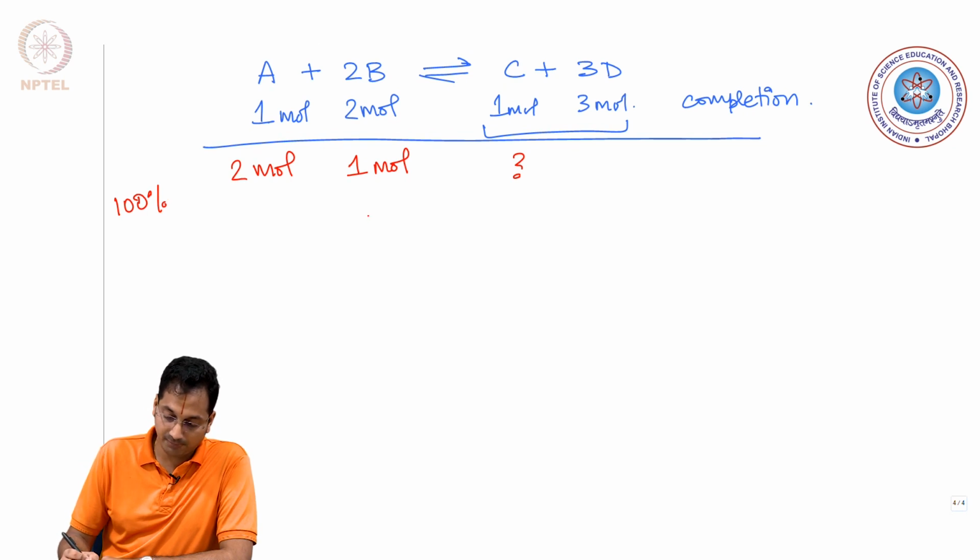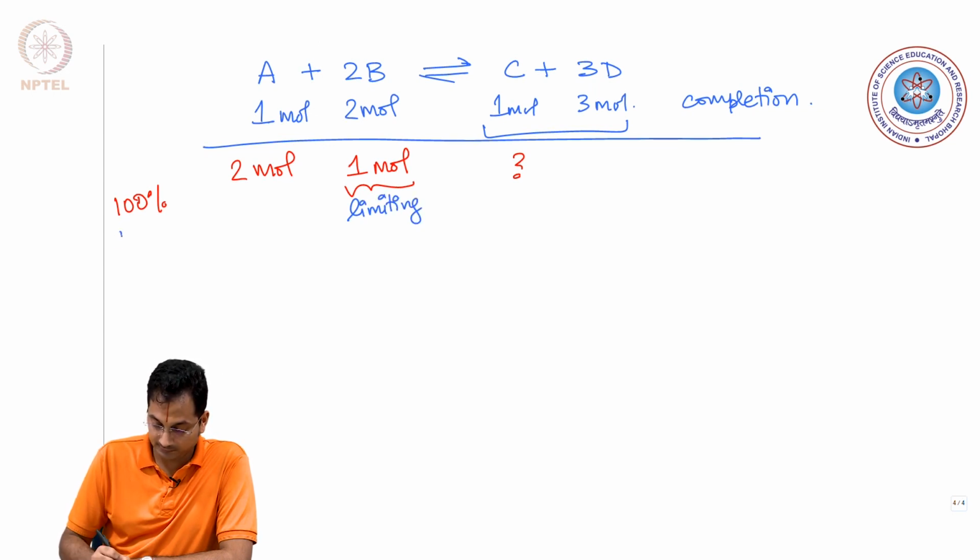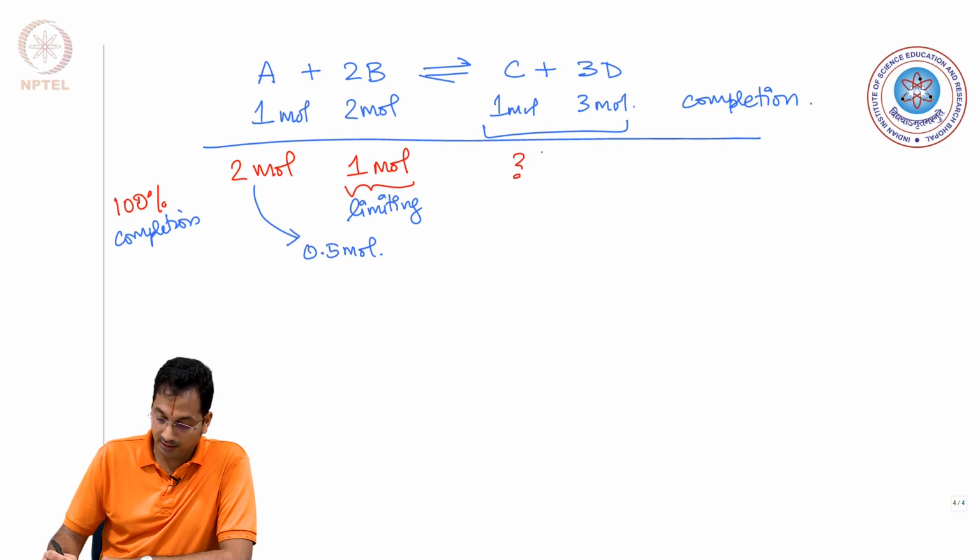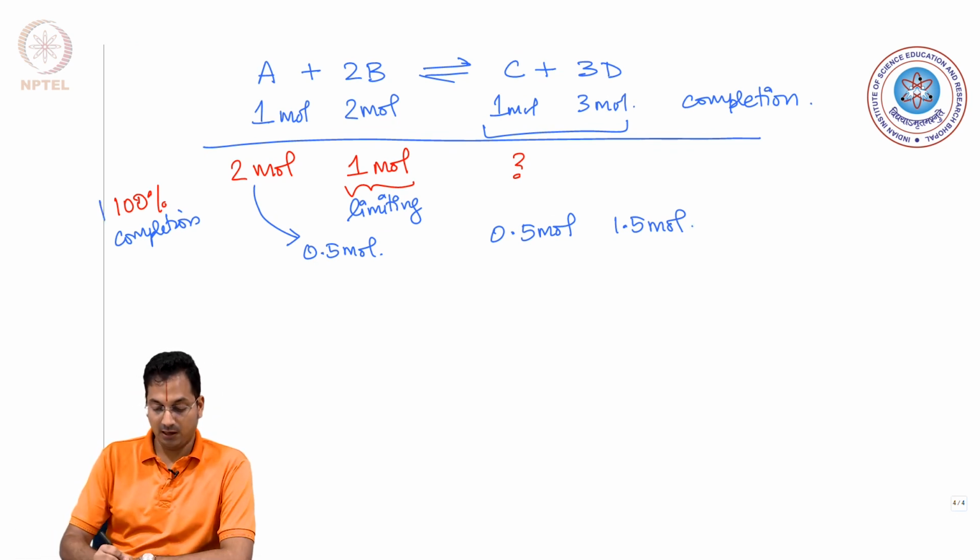So, what is going to end up happening here? In this case, B is going to be the limiting reagent, and you realize for 2 moles of B, 1 mole of A is going to be required. So, out of this 2 moles, you are only going to end up using 0.5 moles, and since both these are going to be used, you are going to make 0.5 moles of C and 1.5 moles of D. This is once again assuming 100% conversion.